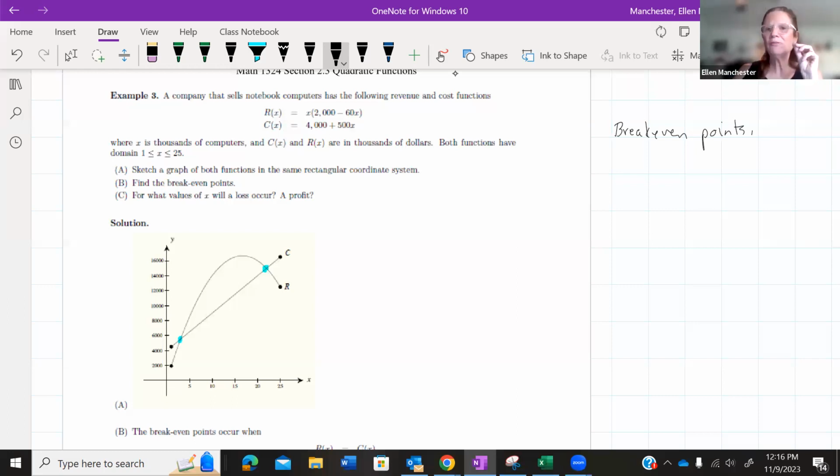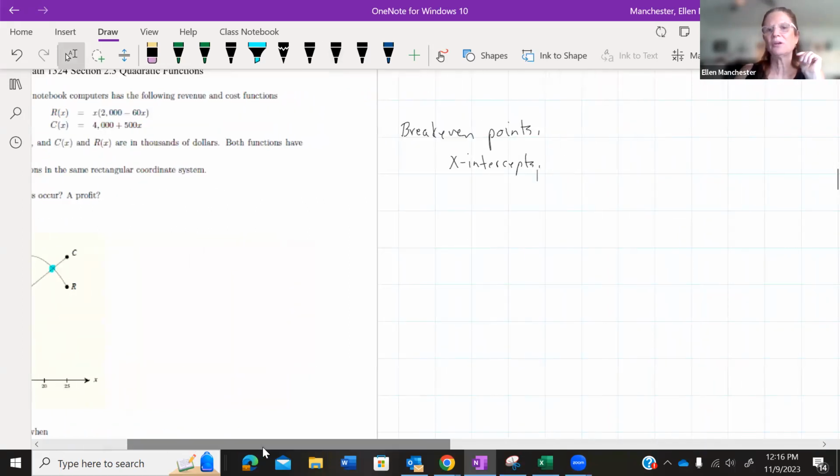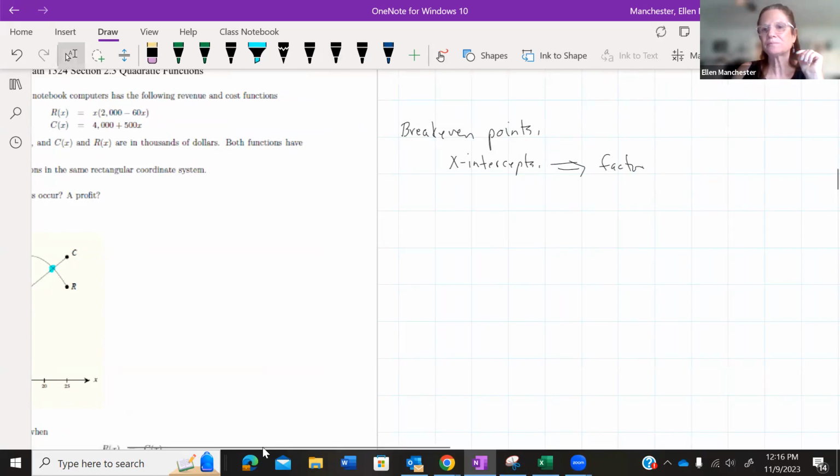So when you're looking for break-even points, what you're looking for is the x-intercepts, right? That's what you're actually looking for, is the break-even points are the x-intercepts. So how do you find the x-intercepts? You find them by factoring or the quadratic formula.